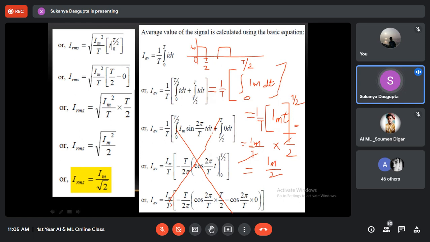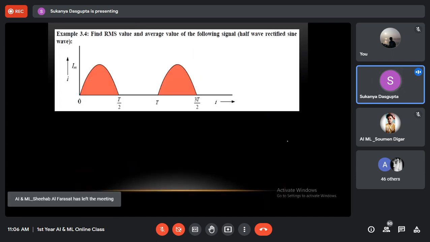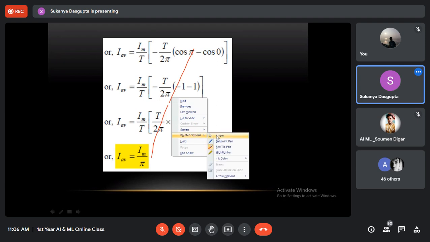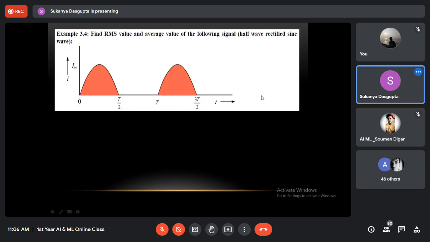So in this way, we will calculate the average and RMS value of any particular signal. It may be a periodic signal, a sinusoidal signal, a cosine signal, a triangular wave, a square wave, etc. Let's see this one. This is the signal obtained by a half-wave rectifier unit, or you can say this is a half-wave rectified sine wave.